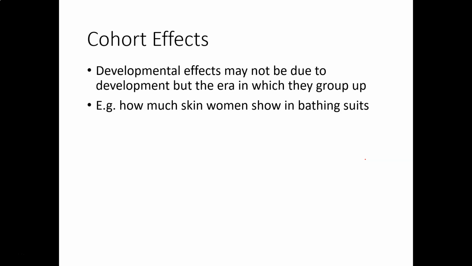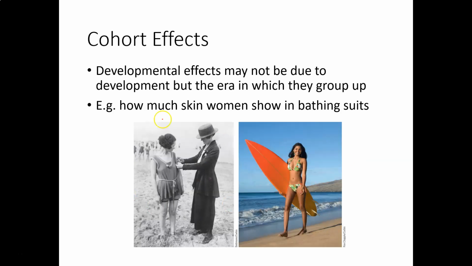So for example, how much skin women are allowed to show in bathing suits has changed a lot based on the turn of the century in the 1900s versus now, right? So if you ask people their opinions on how much skin a woman should show in bathing suits, depending on the era in which they were raised, they might feel very differently about this particular question. So it might not represent developmental effects, but rather effects related to the time period in which they grew up. Okay, so those are the different designs that we can use to study people as they go through development.